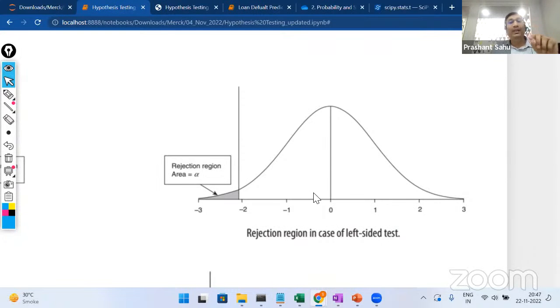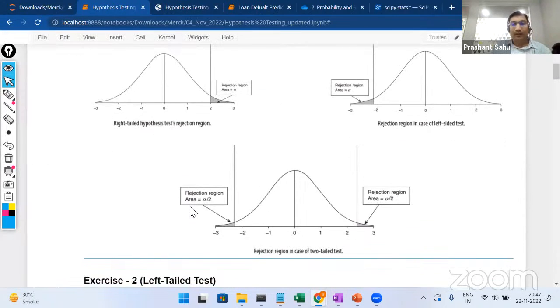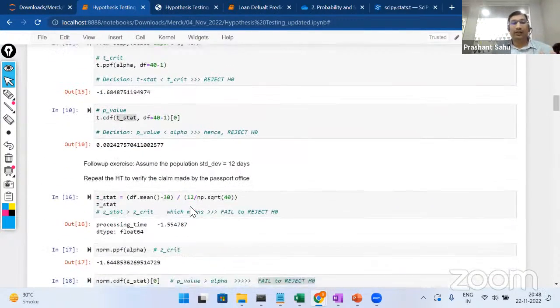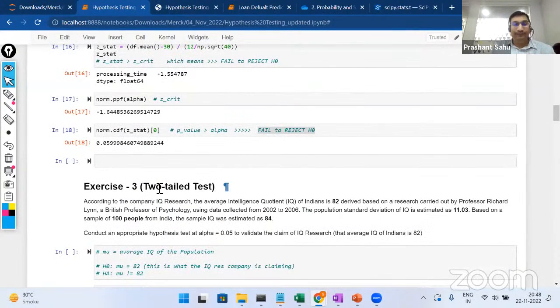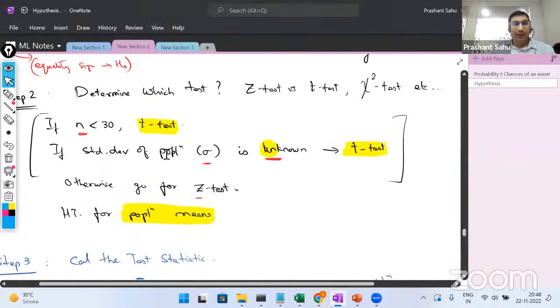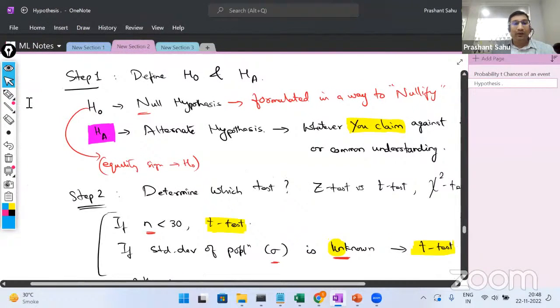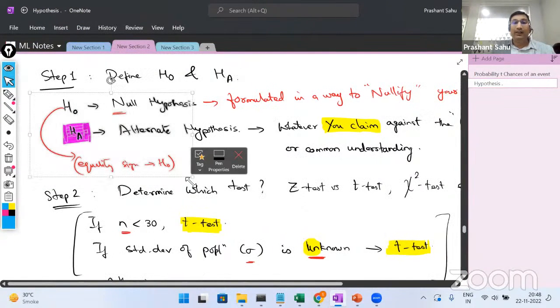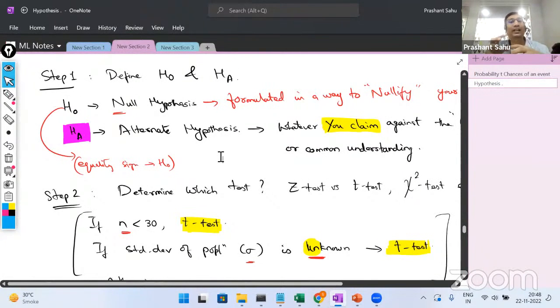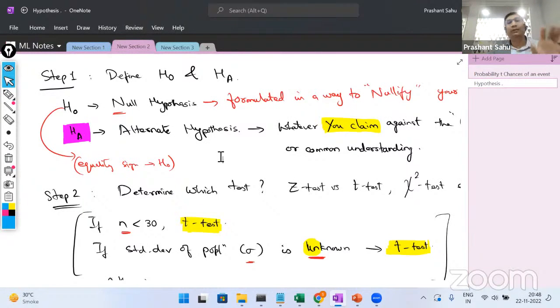Whenever the claim is made about the equality of the average population mean, then it is a case of a two-tailed test. So I'll just highlight one more point here. The equality sign always goes with the null hypothesis. It's very clearly mentioned in this. So if the company is making a claim about equality, then the company's claim itself is the null hypothesis.